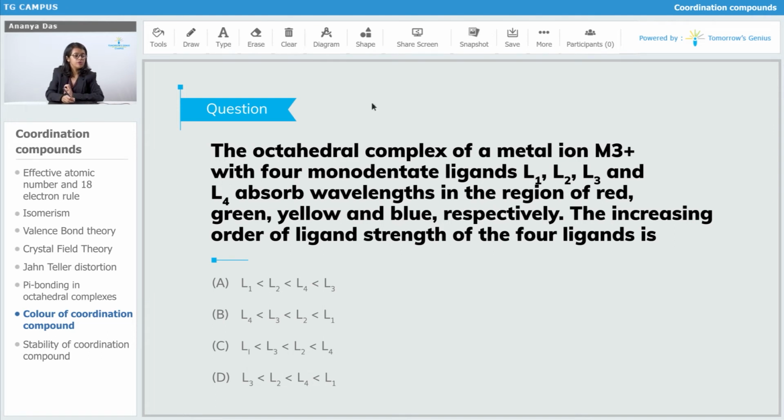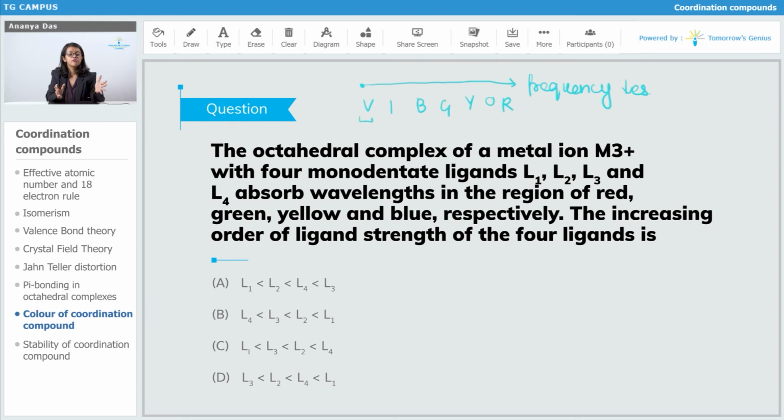First of all, VIBGYOR: violet, indigo, blue, green, yellow, orange, red. So we know going from violet to red, the frequency decreases. So if any complex is absorbing violet color, it means it is absorbing a high frequency radiation. That means the energy difference between the Eg and T2g is high. And if the energy difference between Eg and T2g is high, that means the splitting is high. And if the splitting is high, that means the ligand is strong.